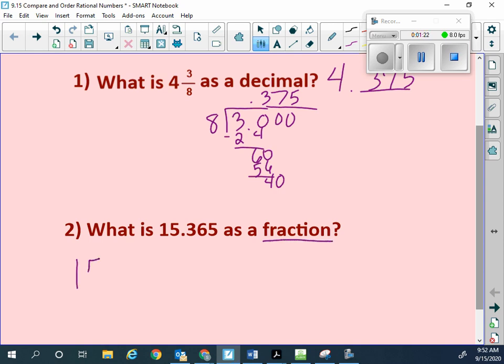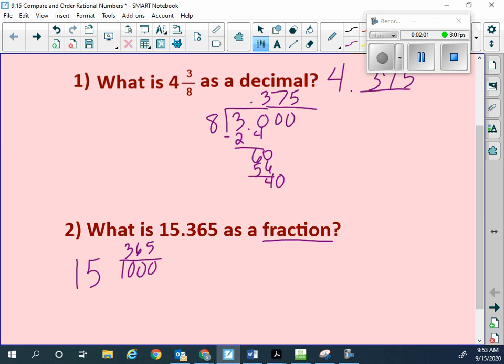And then the next one, no one is going to like this one, right? 15. And how do we go to a fraction? Before we simplify, put the 15 at the side because it's 15 wholes. We say it as 15 and there we go, 365 over 1,000.